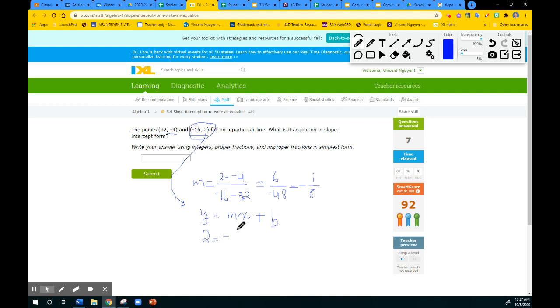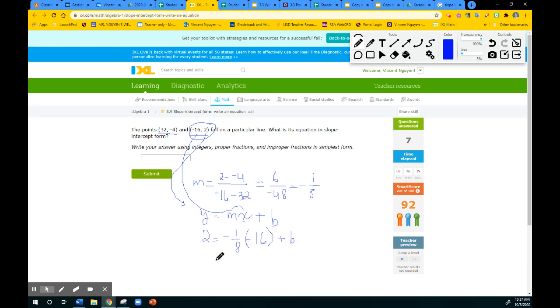M is actually negative 1 over 8. I simplified to make the number smaller. Times x, and x happened to be negative 16. So negative 16 plus b. Oh, actually, it's not bad. The numbers work out pretty well.